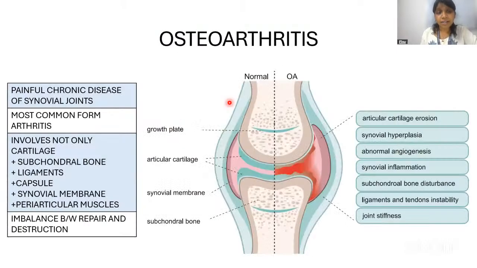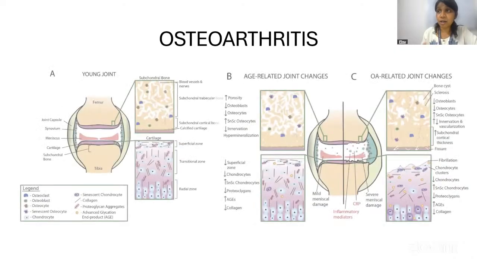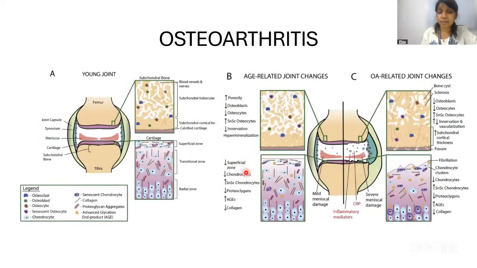Osteoarthritis was earlier just considered to be a wear and tear disease, but we know it's a painful chronic disease and is the most common form of arthritis, not just involving the cartilage, but rather the structures in and around the cartilage. It is the imbalance between repair and destruction that leads to the changes that we see. If you look at age-related joint changes, you do have a decrease in the proteoglycan, which is the extracellular matrix, as well as the collagen, which is type 2 primarily in the hyaline cartilage.